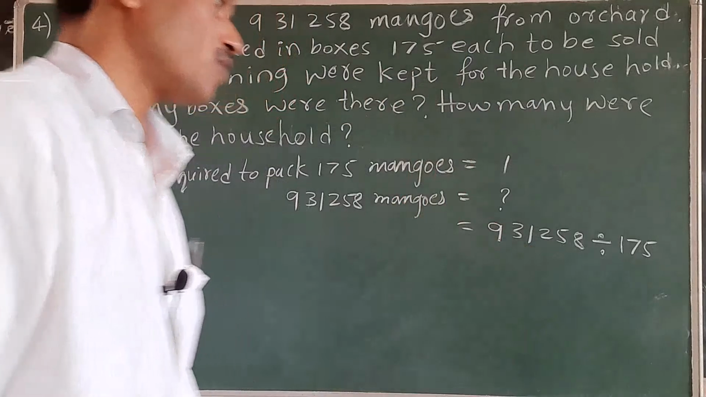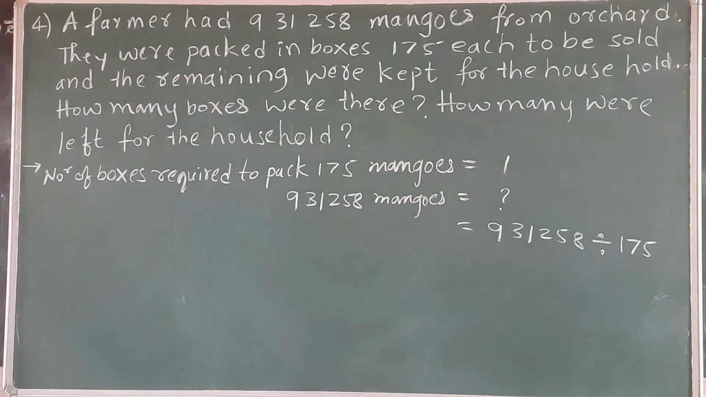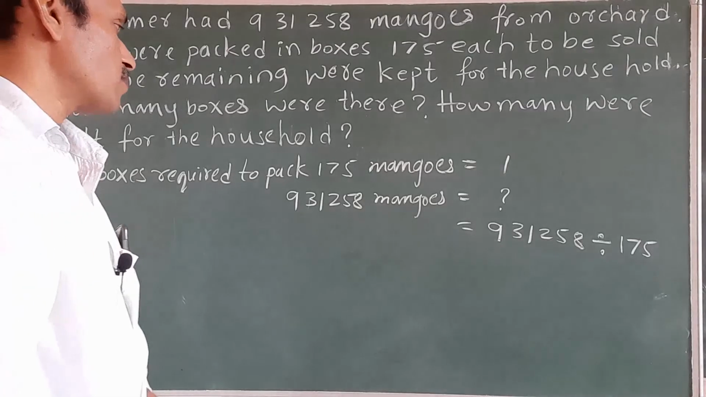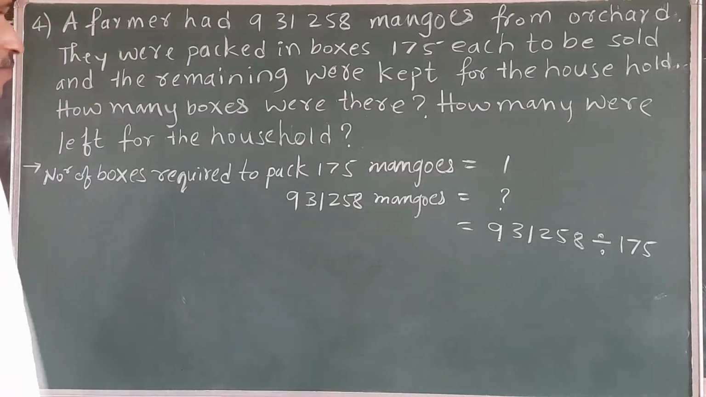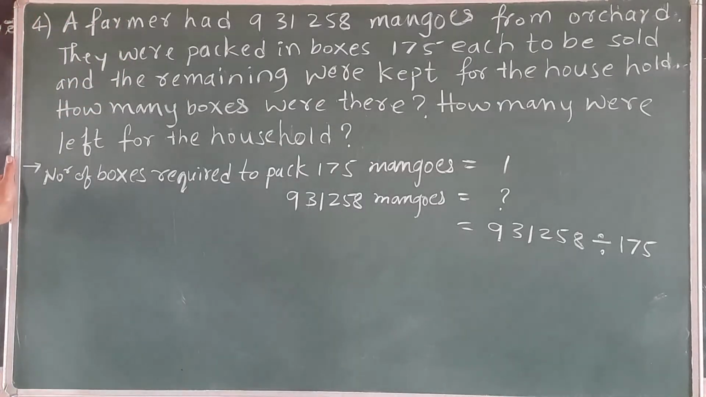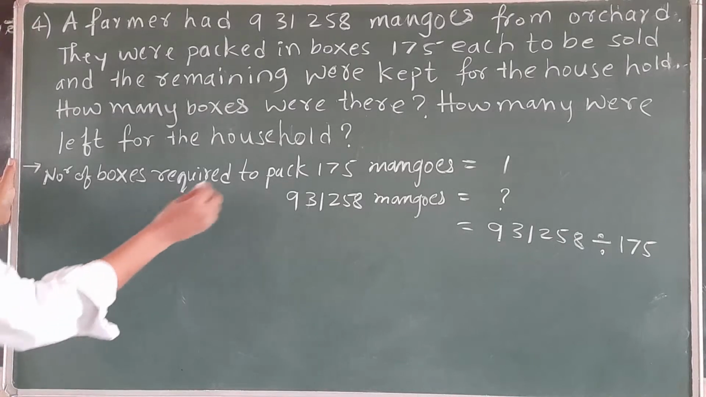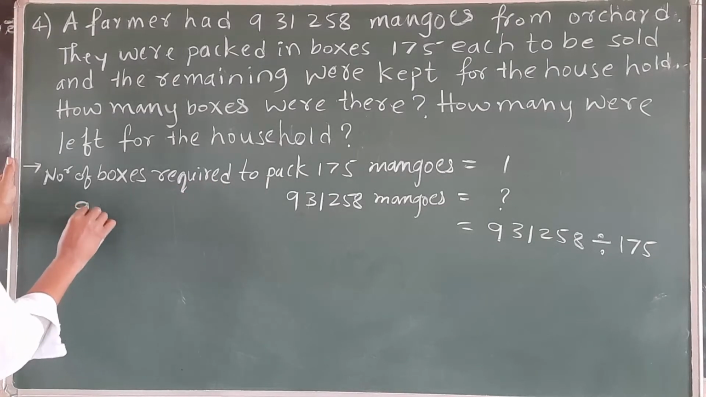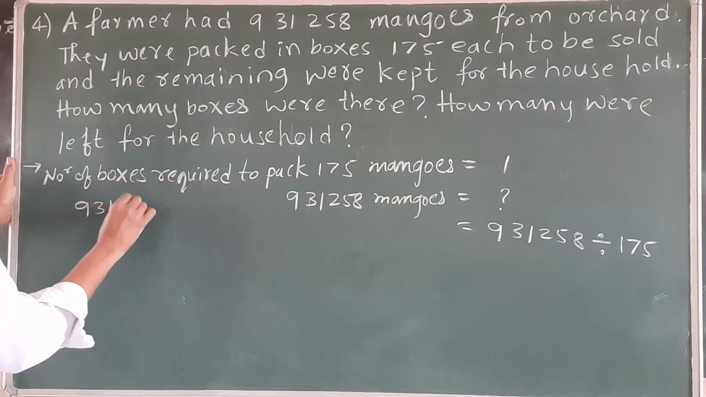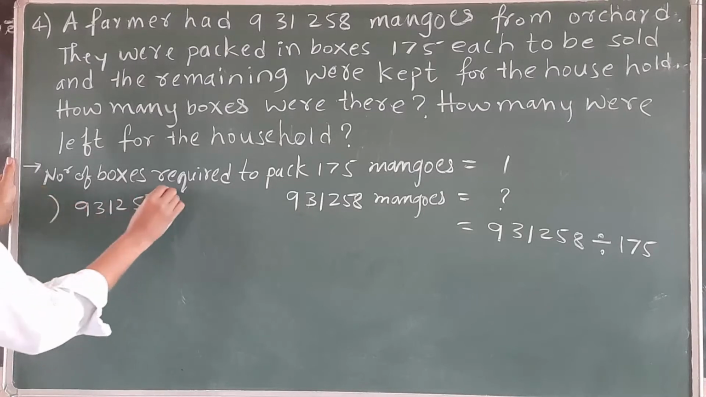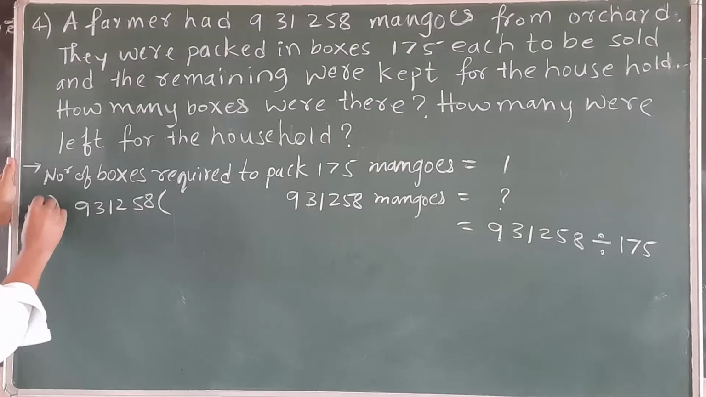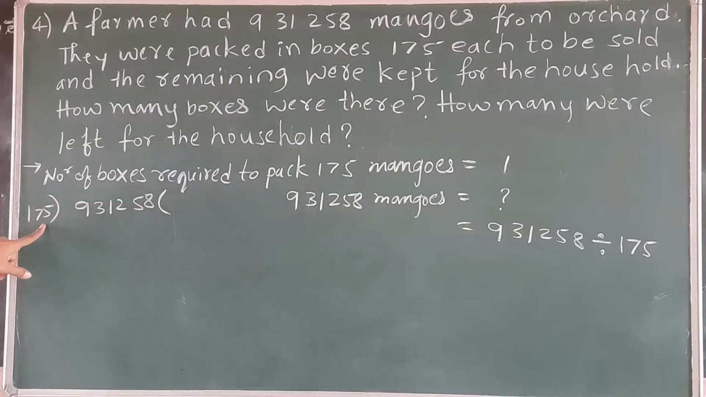Those many boxes were used to pack these many mangoes, and the remainder shows the number of mangoes kept for the household. Now we will divide this one to get the number of boxes and mangoes left out for the household. Now, 931,258 divided by 175. For this we should write the 175 table, then we will divide.